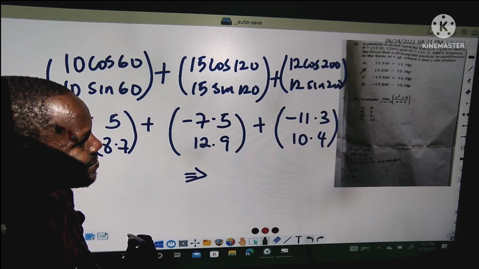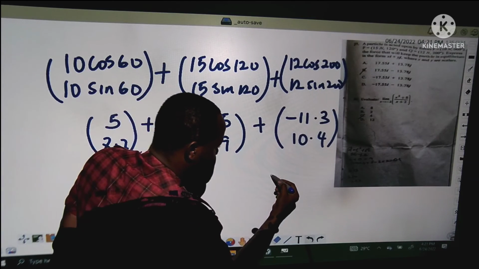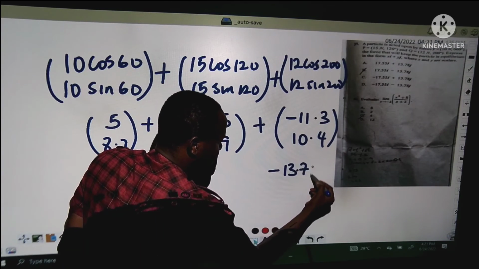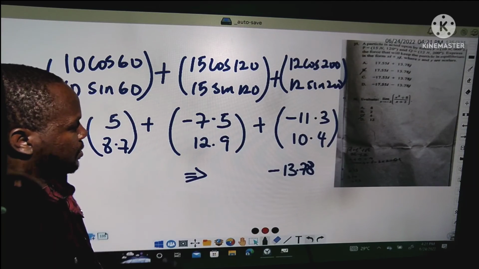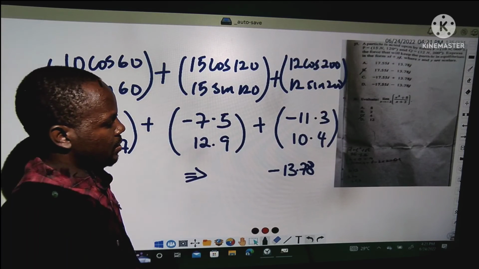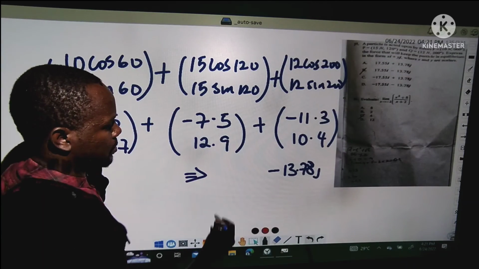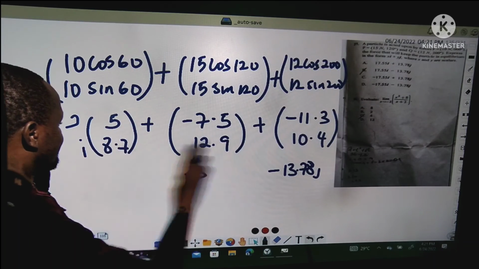Minus 13.8. Right? 13.78. Minus 13.78. Yeah? Then, yeah, this one. Up there. Down, down, down. This is I. This is J. Please. Yeah. This is J cap. You say minus, so. This one.